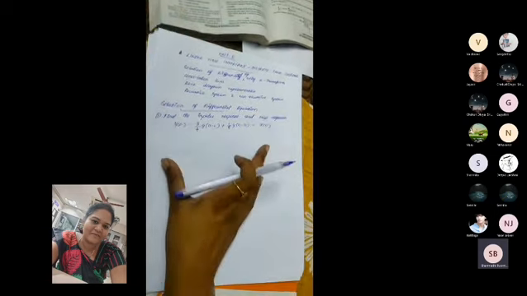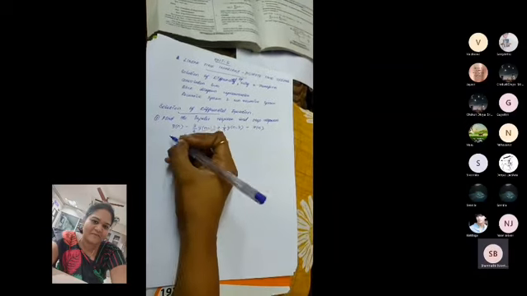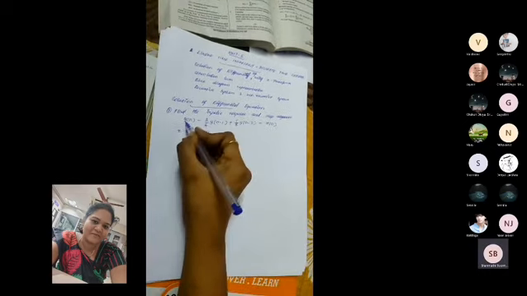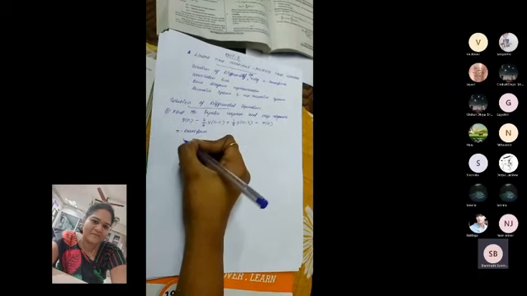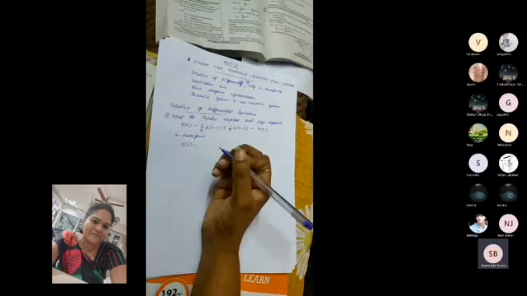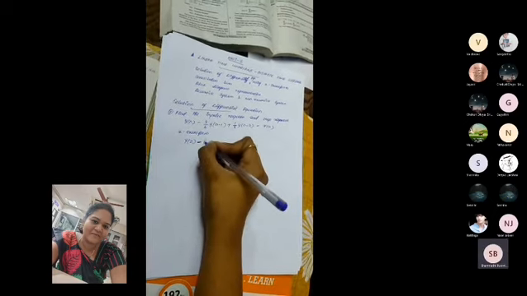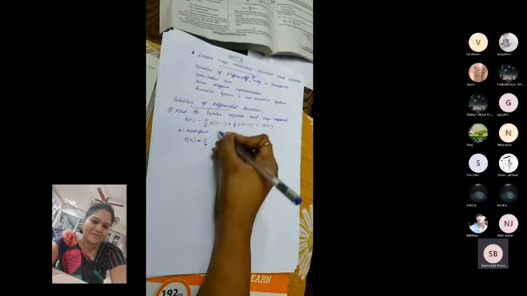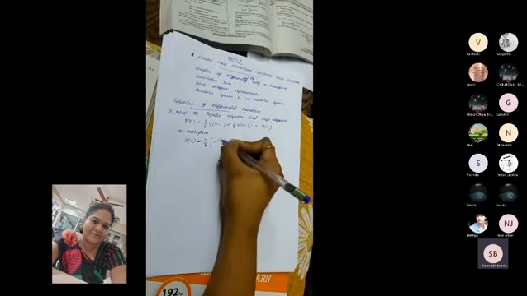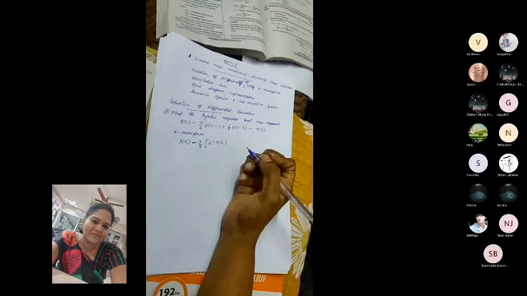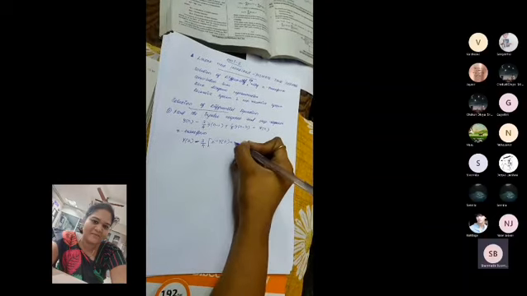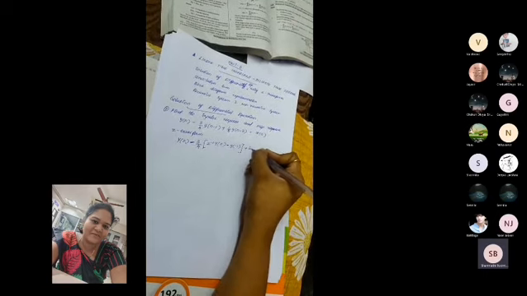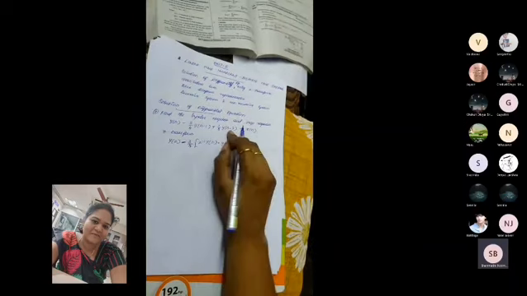So this is the question. First you should take Z transform on both the sides. Taking Z transform for y of n becomes y of z. So y of z minus 3 by 4, here y of n minus 1, so you have to write z inverse of y of z. If any initial condition is there, you have to write y of minus 1. Then plus 1 by 8, here you have y of n minus 2.